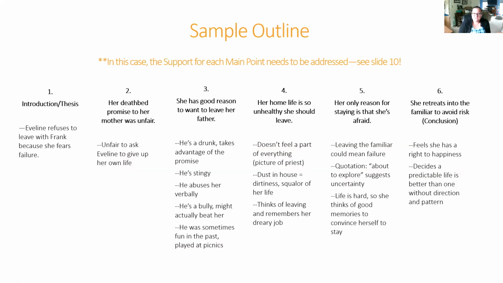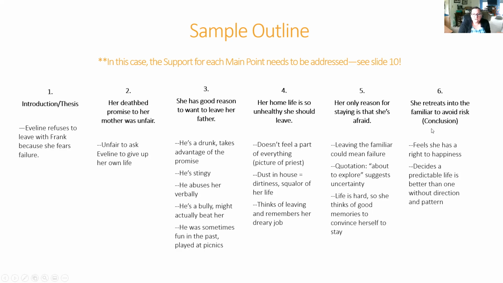Because the paragraph focuses on why she would want to leave her father, talking about how he was sometimes fun in the past doesn't belong in that paragraph. The only thing that this main point should focus on are the reasons why she should want to leave him. So we have to look at how he was sometimes fun in the past and played at picnics. Does that even belong anywhere in the essay? Is there another main point where it would make sense to talk about how he used to be fun?